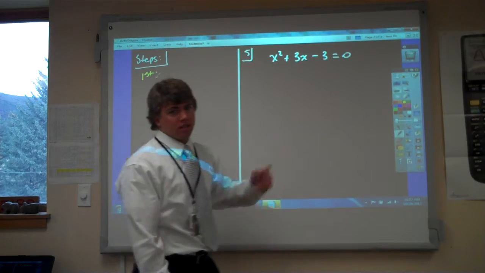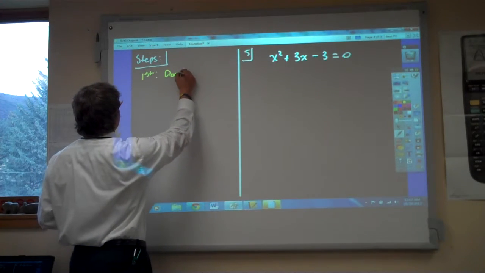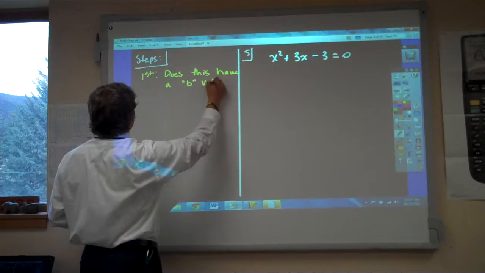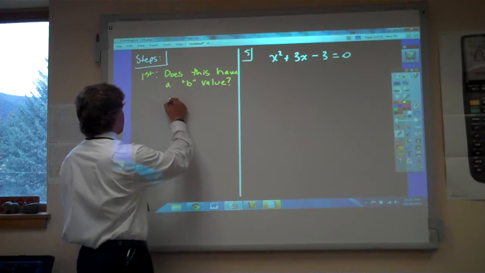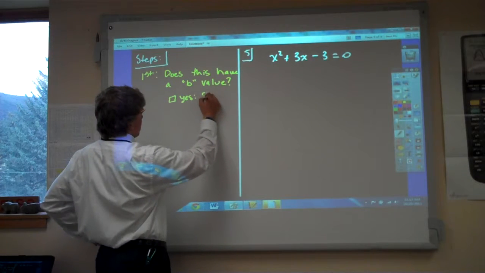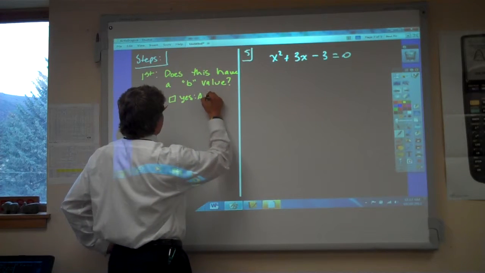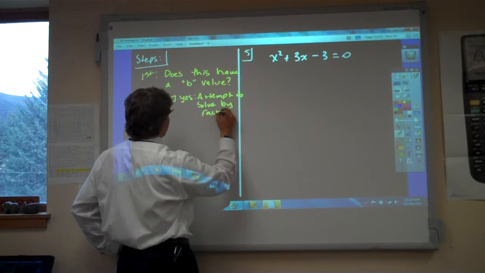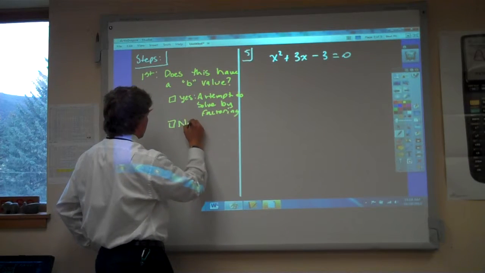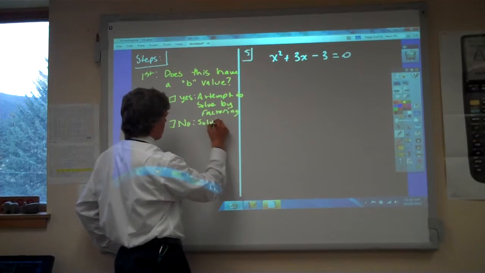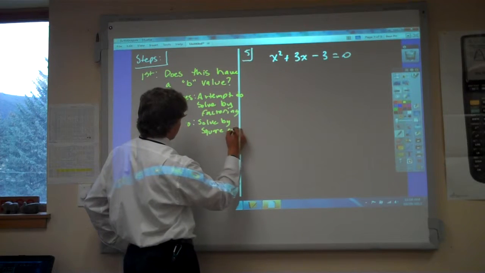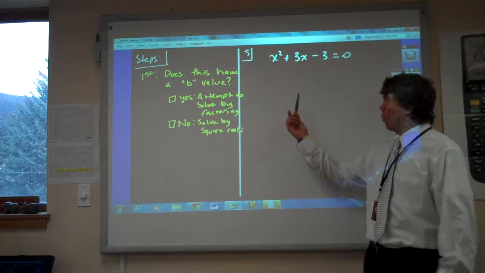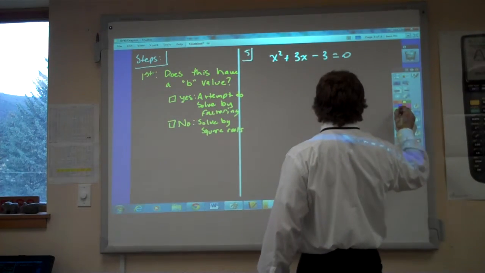First thing that you want to do is ask yourself, does this have a b value? And if it does, then you're going to attempt to solve by factoring. We'll say attempt. And if no, then solve by square roots. So if there is no b value, it'll be way easier and way faster to solve by square roots. But we have a b value, so we are going to attempt to factor.